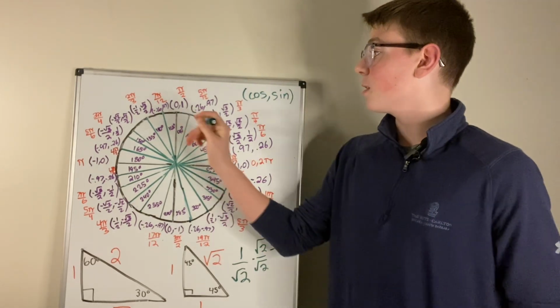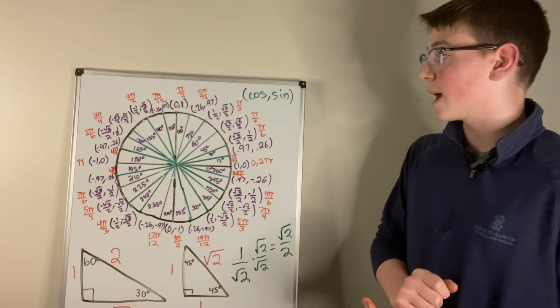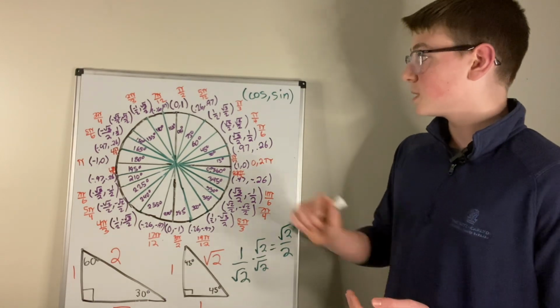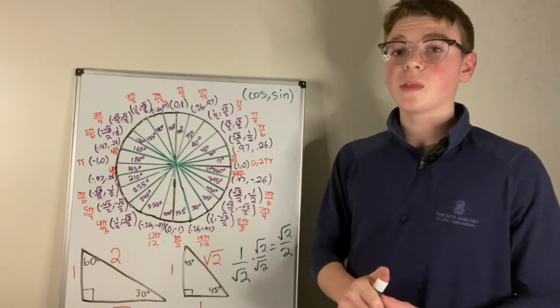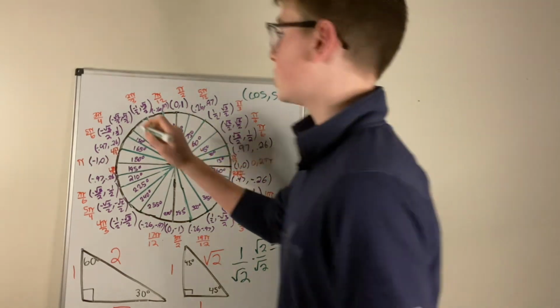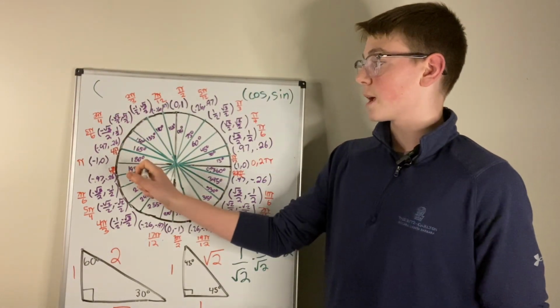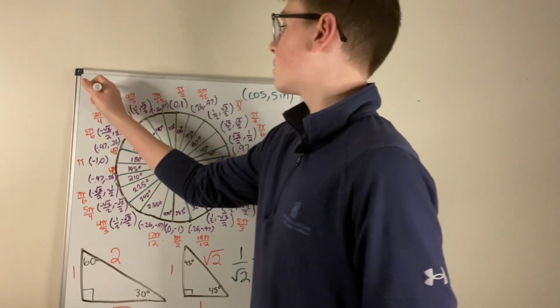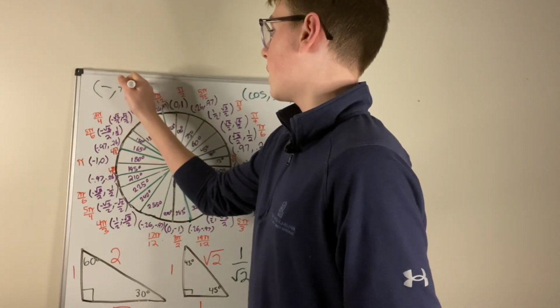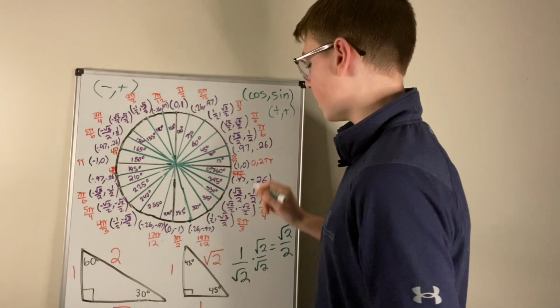Then we go to 7 pi over 12. Well, what is this the same as? 7 pi over 12 is the same thing as 5 pi over 12, but the signs change. So here in this quadrant, the x's are negative and the y's are positive. So it's negative, positive. Over here it's positive, positive.